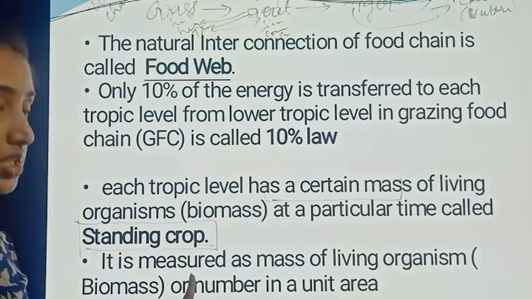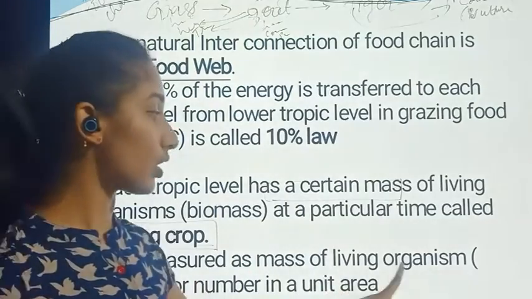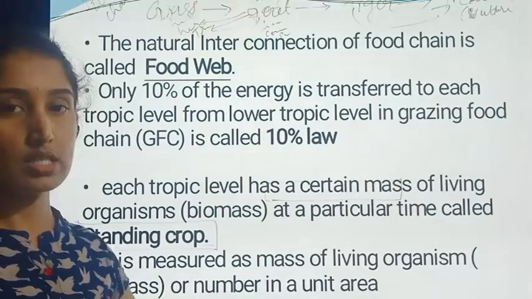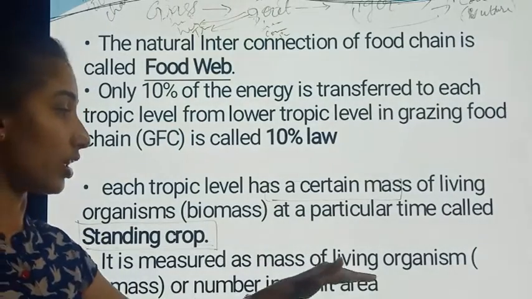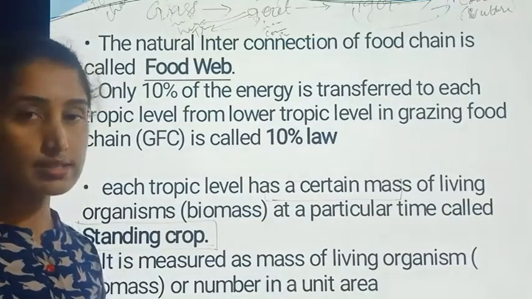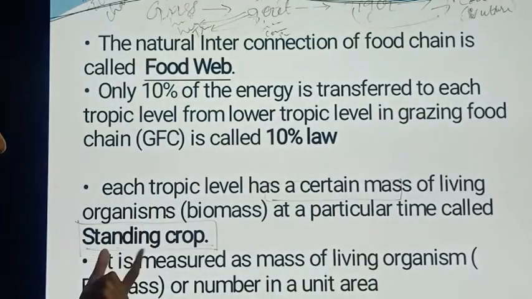It is measured as the mass of living organisms or number in a unit area. Mass of living organisms in a unit area. This is how the standing crop is measured.